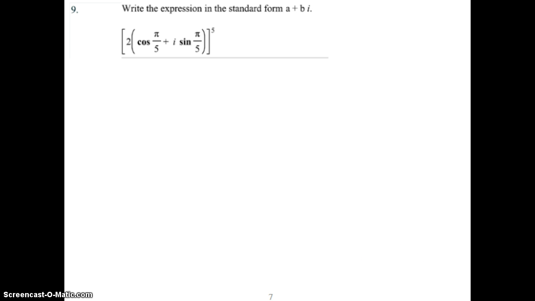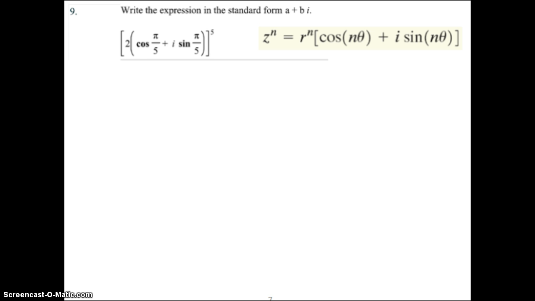Okay, so let's practice with this problem. If you're asked to write the expression in the standard form, a plus bi, do you see that we have a complex number here raised to a power? Do you see that this complex number is raised to the fifth power? Okay, so I've pasted DeMoivre's theorem, the formula, up here for us to use when we are simplifying this complex number that's being raised to a power of 5.